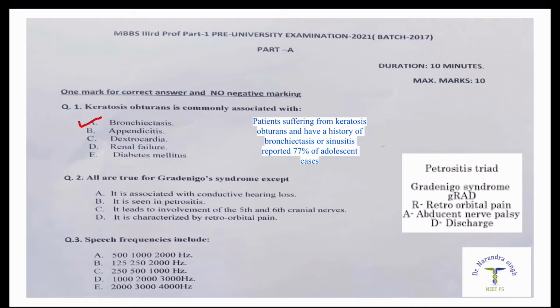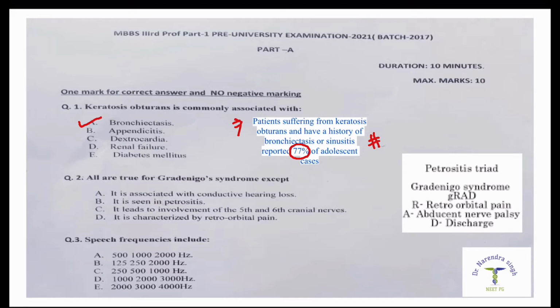So the answer is A. As mentioned here, patients suffering from keratosis obturans with a history of bronchiectasis or sinusitis are seen in 77% of adolescent cases. This statement justifies the correct answer of this question.